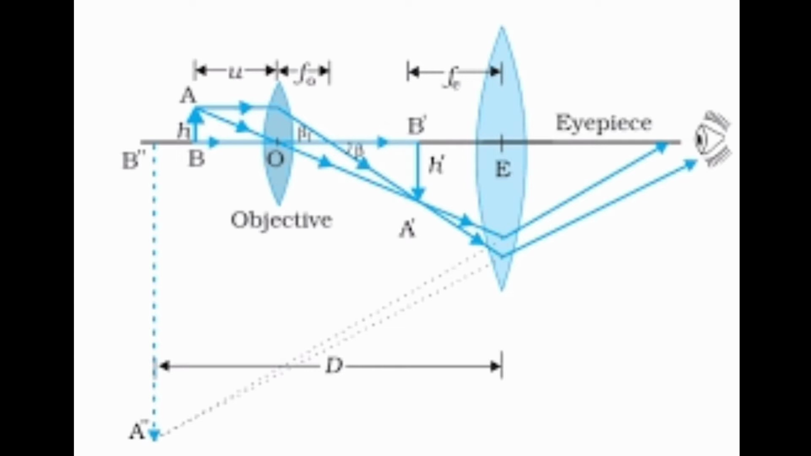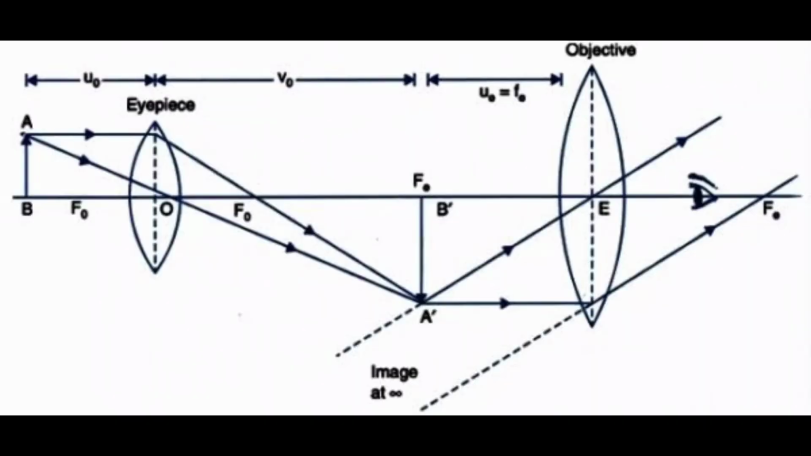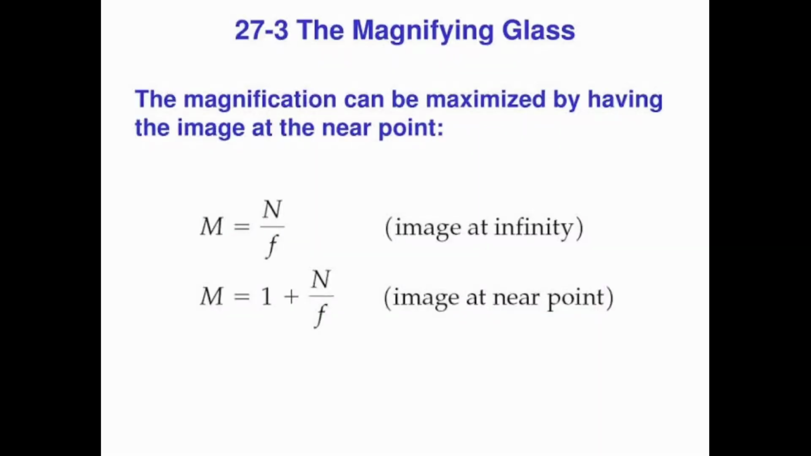Here, first situation, when the image is formed at near point, this diagram we need to practice a lot. Next, we need to draw this diagram when the image is formed at infinity. So here you can see that when the object is placed at focus, the image will be formed at infinity. For the eyepiece, you can see that the object is there at the focal length. If the image is formed at infinity, the magnification value is D by f. When the image is formed at near point, the magnification of the lens is 1 plus D by f.